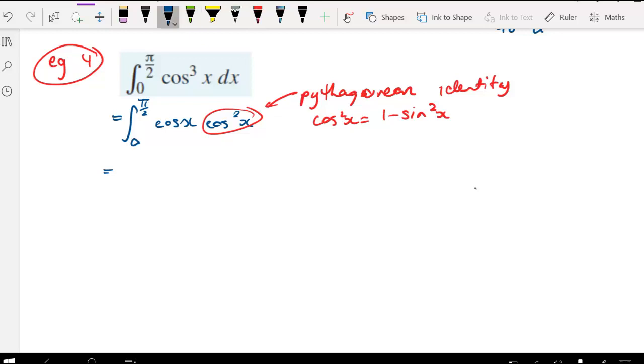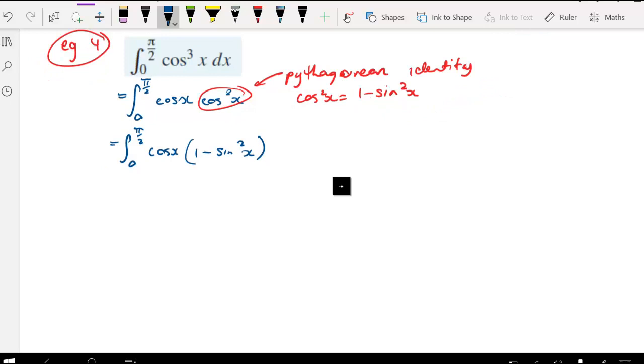So we can say that this is the integral pi on 2 and 0 of cos x and 1 take sine squared x. Now this is helpful because we can say, at this point, that u is equal to sine x, because we can see that there's a derivative relationship between sine x and cos x there. So du dx will be cos x, and therefore dx will equal 1 on cos x du.